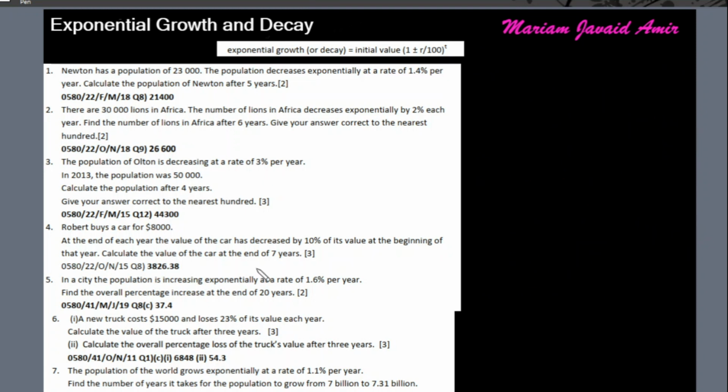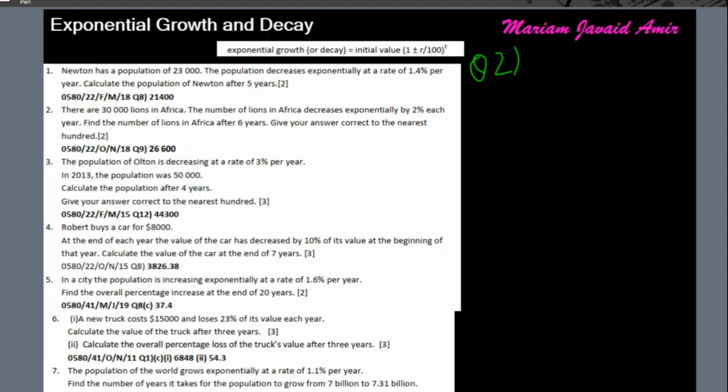Question 2. There are 30,000 lions in Africa. The number of lions in Africa decreases exponentially by 2% each year. Find the number of lions after 6 years. Give your answer correct to the nearest 100.